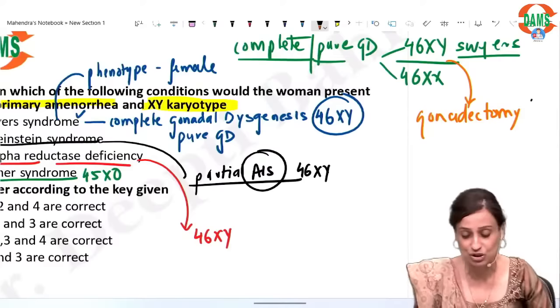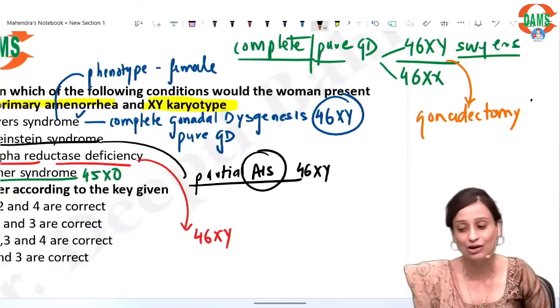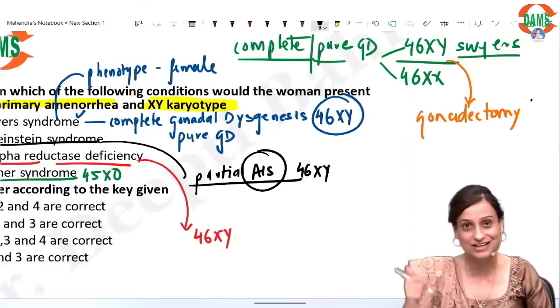Only the ones which have the Y chromosome would need gonadectomy. Yes, is that understandable? Okay.